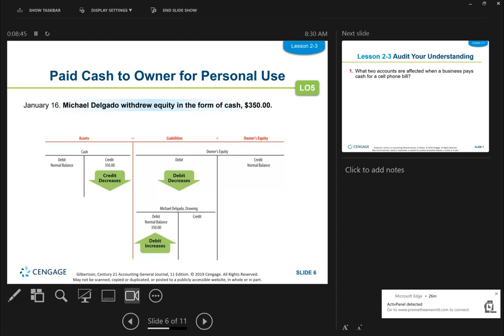Yeah, it's just like flipped around. Yes, because this is kind of like Michael Delgado's asset, rather than the company's. Does that make sense? Yeah, I was confused why the cash portion on the assets was credit decreasing and the owner's equity was debit decreasing, but it's just flipped around because one's on the liability side, one's on the asset side. Exactly. Yes, you got it.